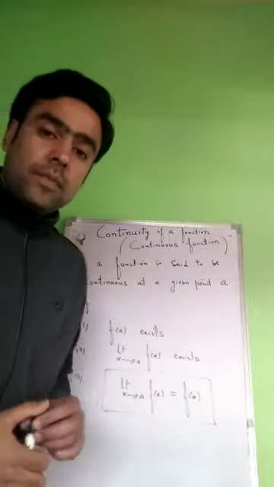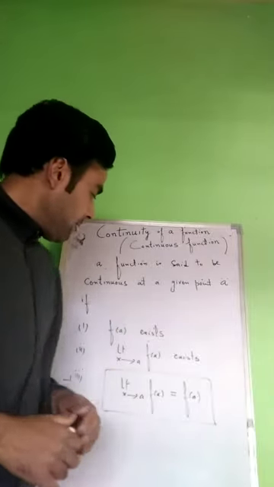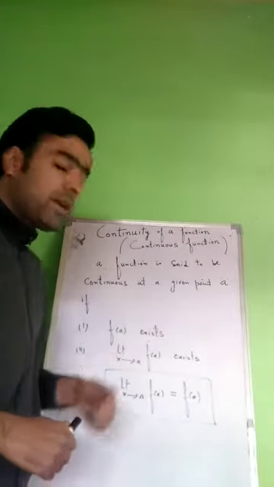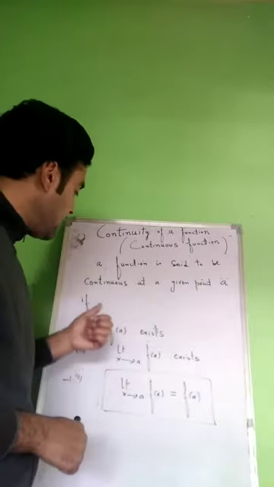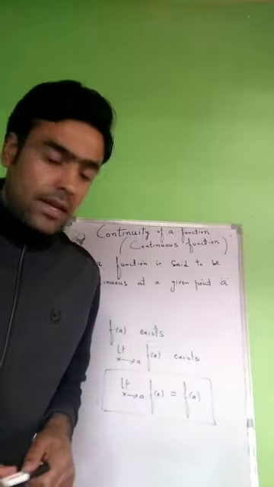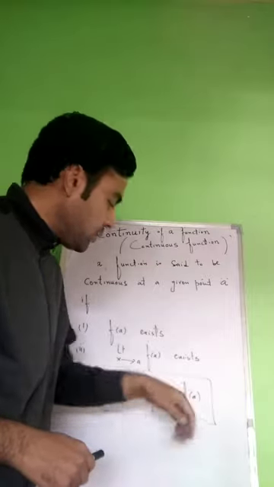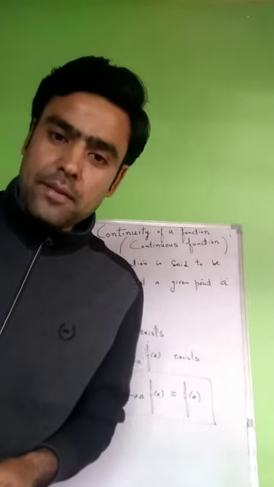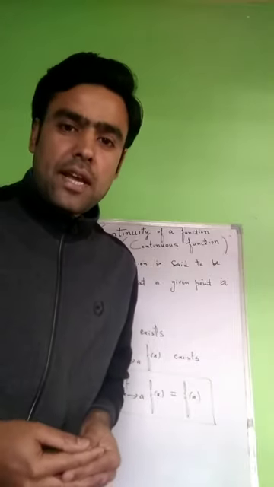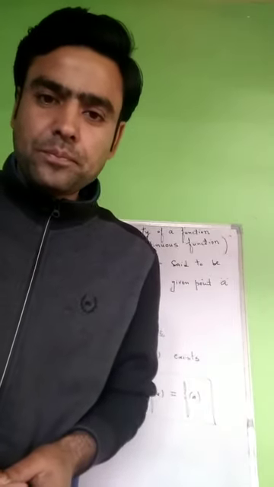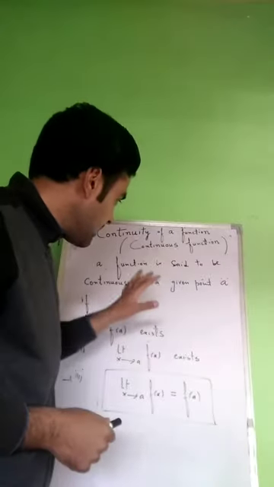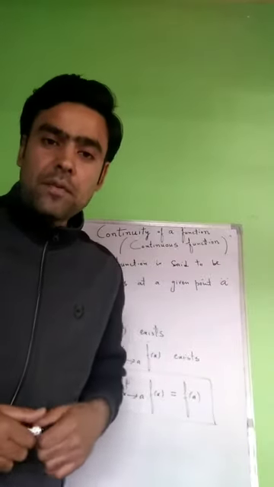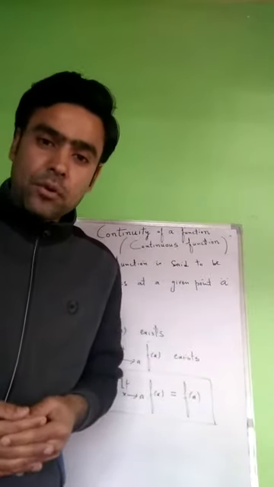Now, if both, that is the value of the function and the limiting value, exist and they are equal to each other, then we can say that the function is continuous at that point. So that is the definition of continuity of a function at a given point.